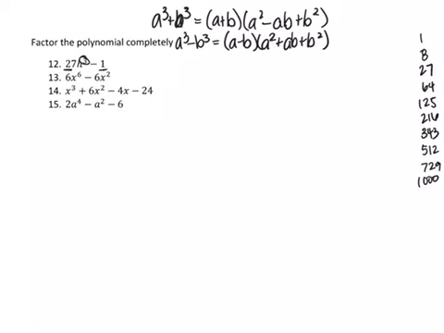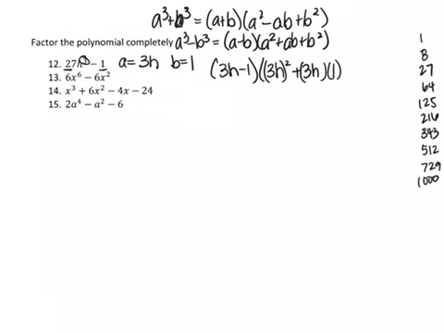So for number 12, my a is 3h because 3 cubed is 27, and my b is 1. I'm going to plug it into the difference pattern because I'm subtracting. So it's 3h minus 1 times 3h squared, the 3h times 3h, plus 3h times b, which is 1, plus 1 squared. So that's 3h minus 1 times 9h squared plus 3h plus 1. This is 12.